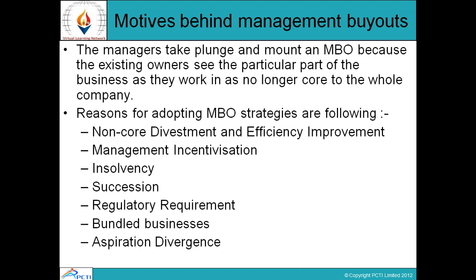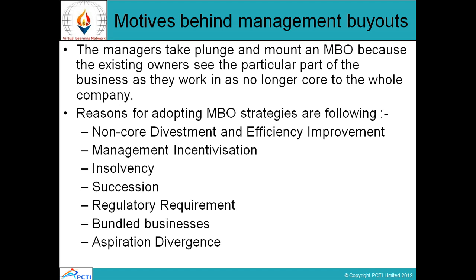Another is insolvency. In the event that the company has become insolvent and a receiver or administrator has been appointed, the current management may represent a viable acquirer for specific business units. When we talk about succession, an MBO can also provide a feasible solution to business succession issues, such as the retirement of a key founder or partner.